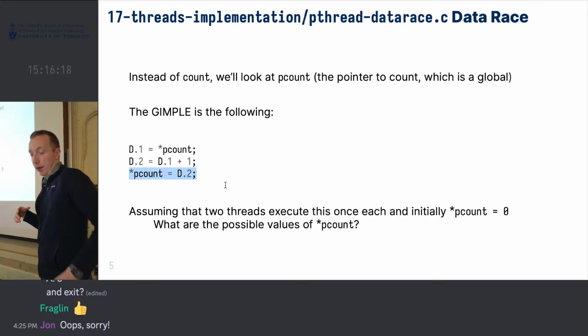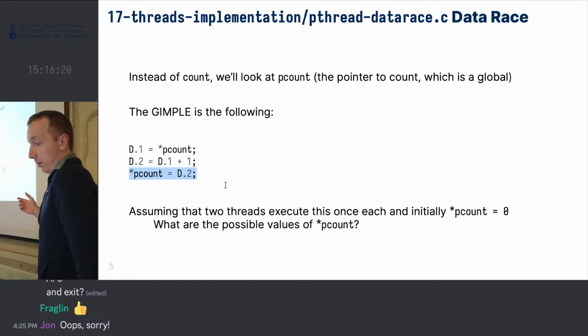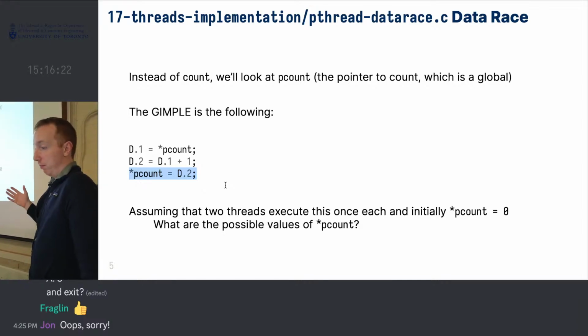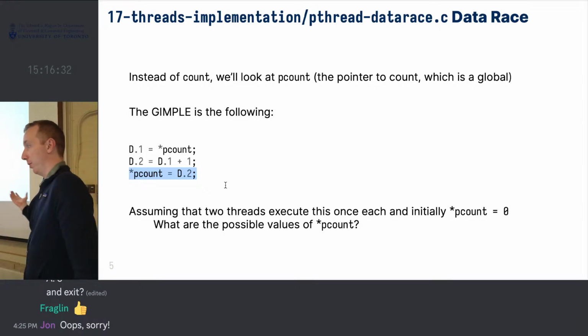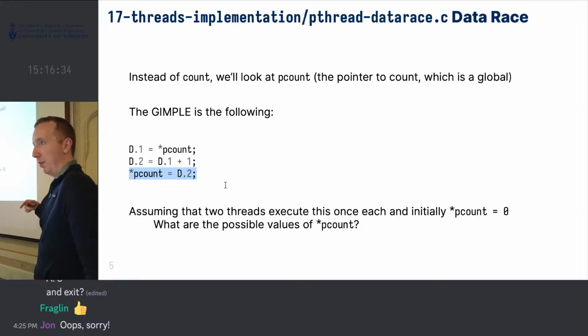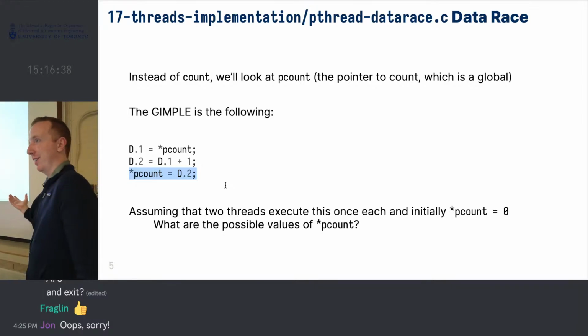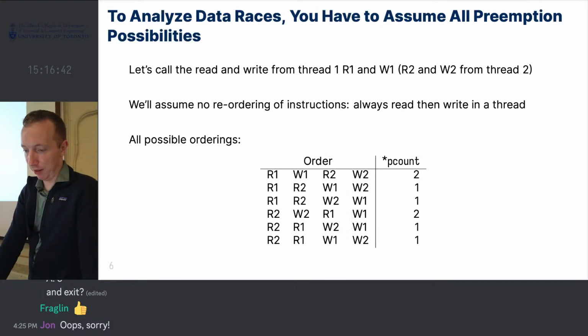So now, like we had before, assuming 2 threads execute this, and initially our global variable is equal to 0, what are all the possible values of that global variable? Can it equal 2 if 2 threads try to increment it? Yes, hopefully. Can it equal 1? Yeah, it can equal 1 because we can have this situation.